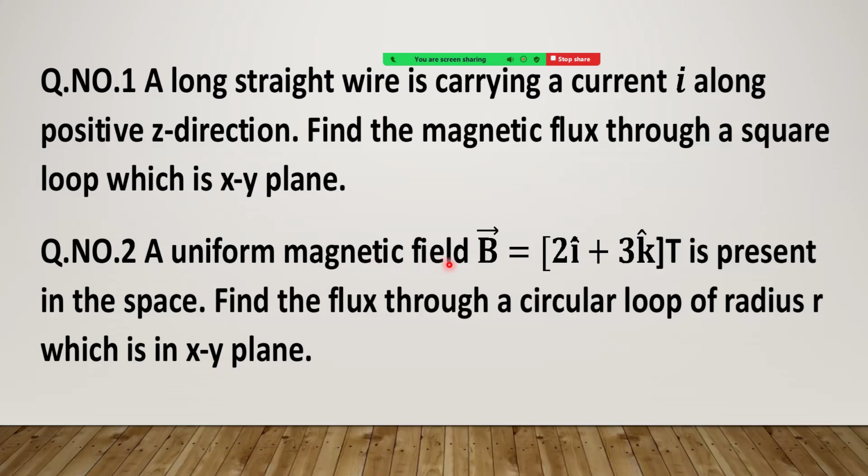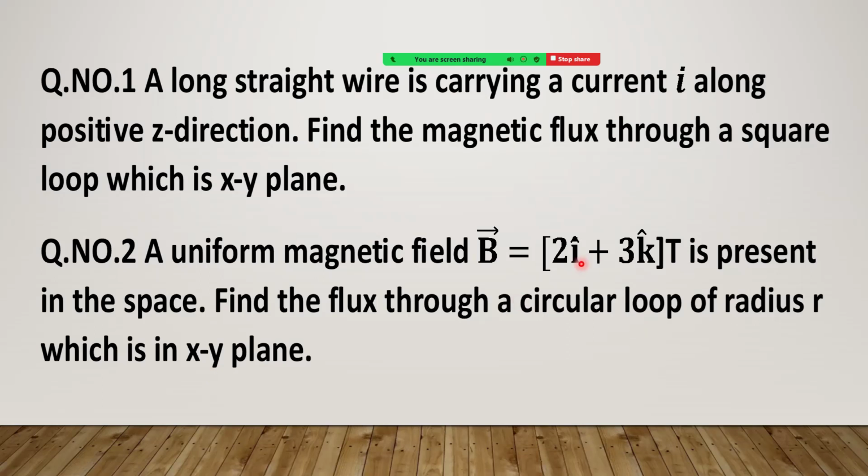A uniform magnetic field 2i cap plus 3k cap Tesla is present in the space. Find the flux through a circular loop of radius r, which is in the xy plane. You can see the given circular loop carefully. Radius is r, it is in the xy plane. That means for this circular loop, the area vector direction will be either positive z axis or negative z axis, right?